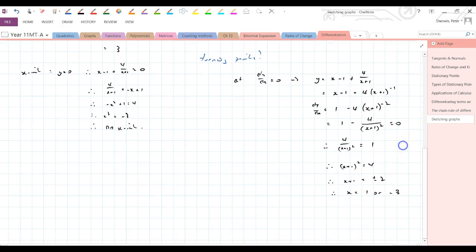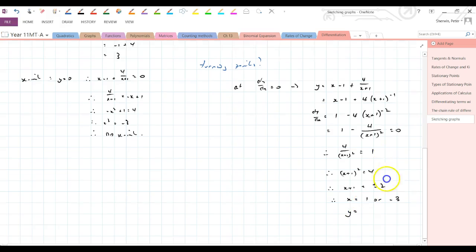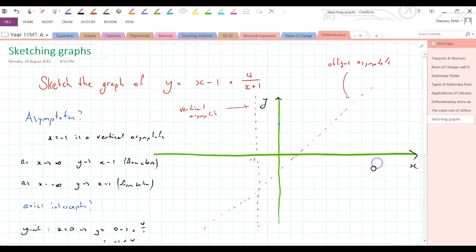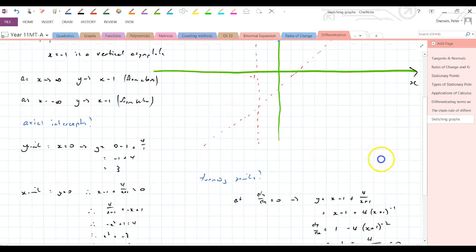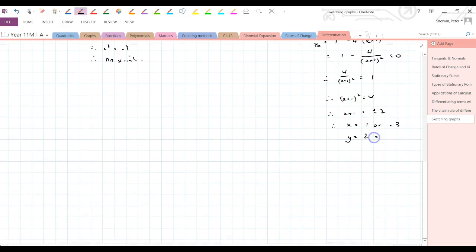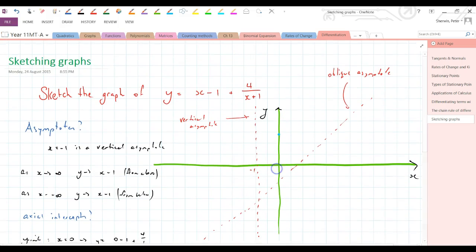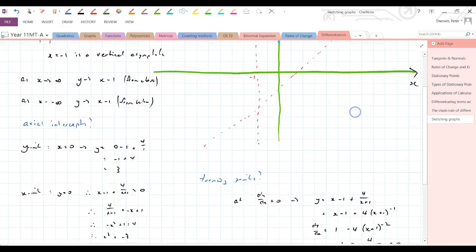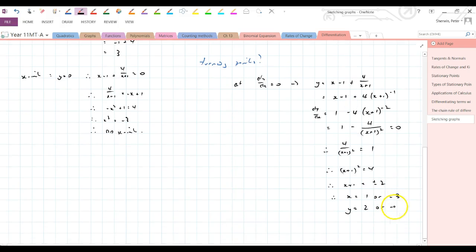So 1 or minus 3, and at those values, put x equals 1 back in up here: you get 1 minus 1 is 0, plus 4 over x plus 1, 4 over 2 is 2, so we get y equals 2 there. Or when x is minus 3, we get minus 3 minus 1 is minus 4, and you put minus 3 plus 1 in there, so you get minus 2. Minus 4 minus 2 is minus 6. Just check that. Okay, so we've established turning points at (1, 2) and (minus 3, minus 6). I've just written that out there.